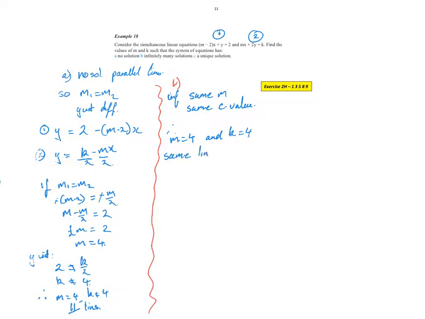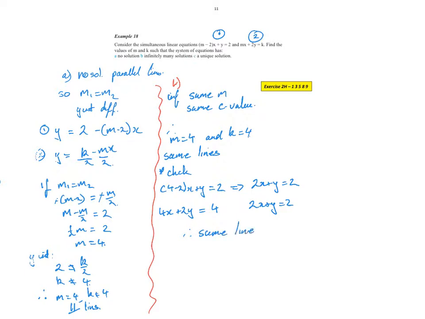By rights, if m is 4 and k is 4, if we check that back into those two equations, we should get the same lines. So substitute that back in. If I put m equal to 4 into equation 1, I get (4 minus 2)x plus y is equal to 2. And if I put m equal to 4 and k equal to 4 into equation 2, I get 4x plus 2y is equal to 4. So the first equation simplifies to 2x plus y equal to 2. The second equation, if I divide by 2, becomes 2x plus y equal to 2. So the equations are the same, so I get infinite solutions.